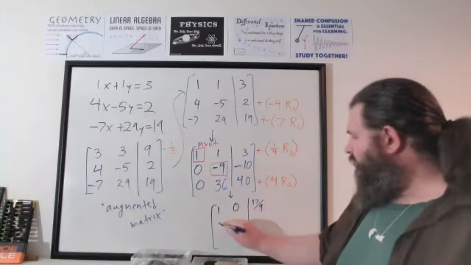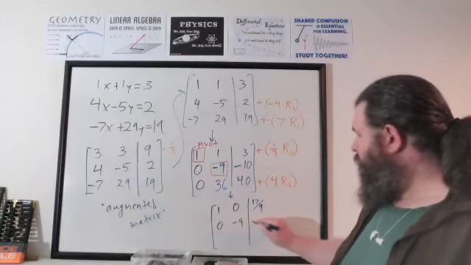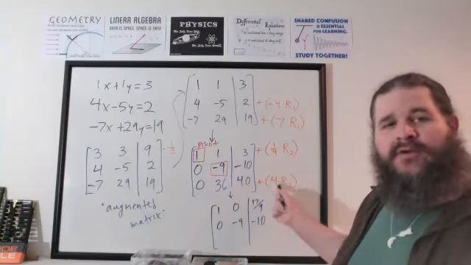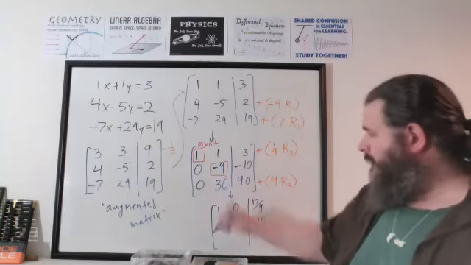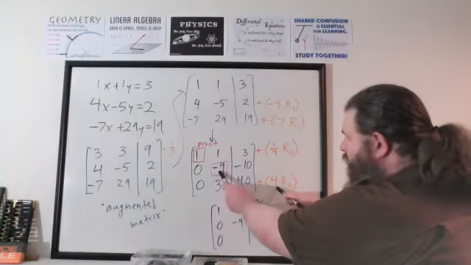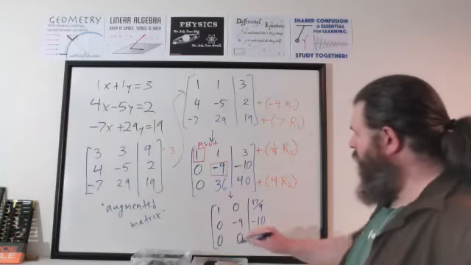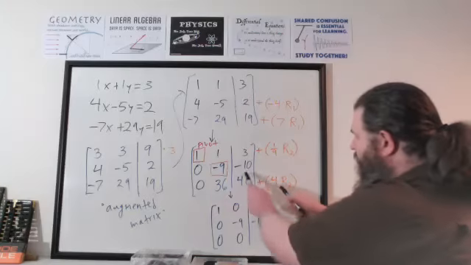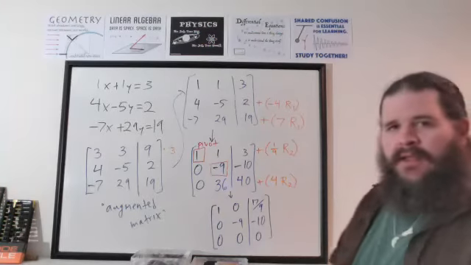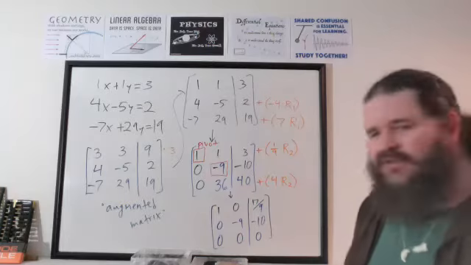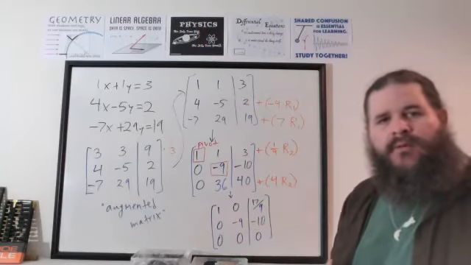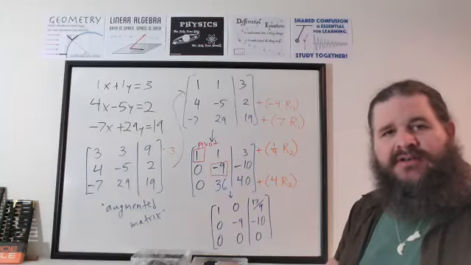Next row, we're not changing it this time. And then third row, we're modifying by adding 4 times the second row. So 0 plus 4 times 0 is still 0. 36 plus -9 times 4 is 0. And 40 plus -10 times 4 is also 0. And that tells us a very useful piece of information. If we've got this row that's all zeros, 0, 0, 0, what would that row look like as an equation?